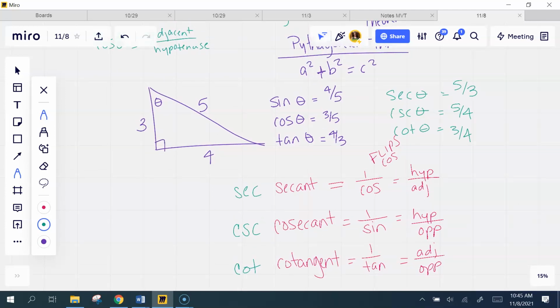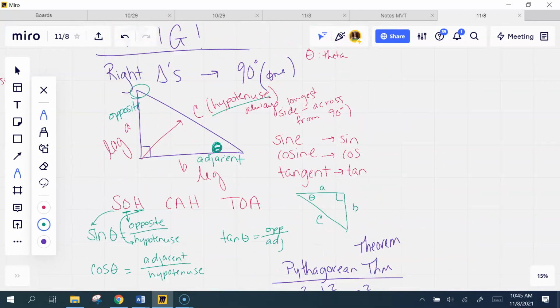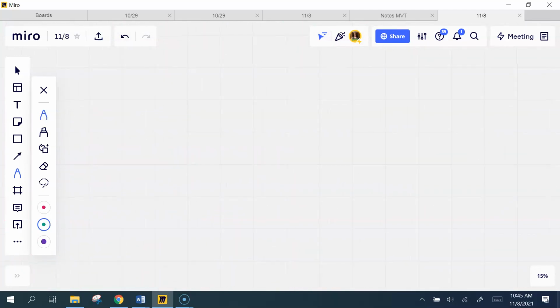Let's do number 7 from your homework. I love trig. Number 7, I have this nice right triangle. Here's my right angle. Here's theta. Remember, this is relative to where theta is positioned. It'll change if theta's in a different spot. Here's 11, and here's 8 for that side. And it says, find the values of all 6 trigonometric functions of theta.